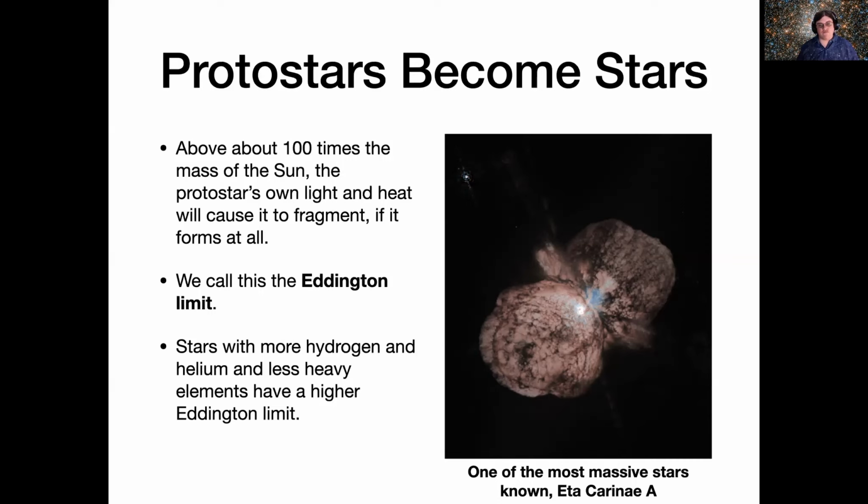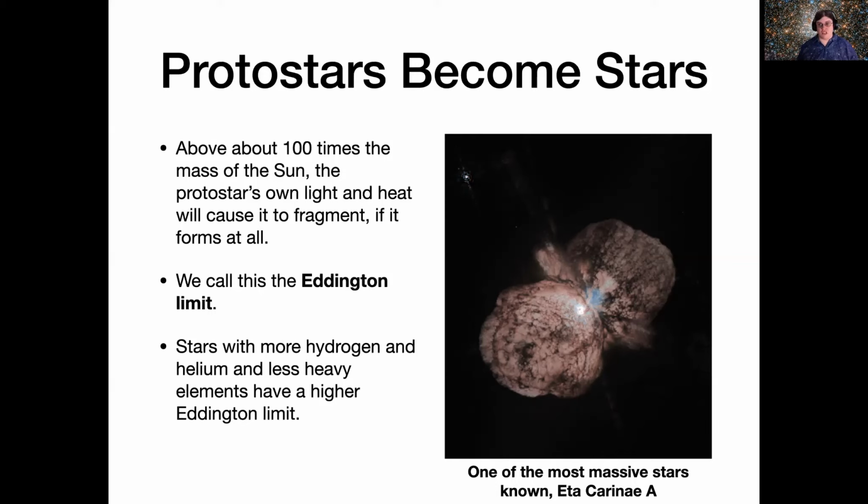Now, just like with brown dwarfs, I'm giving you a range because it does depend a bit on composition. Stars that have more heavy elements, that's elements heavier than helium, have a smaller Eddington limit. They tend to interact more with their own light, so they only can grow to maybe a bit above 100 solar masses. A star that doesn't have very many heavy elements, it's almost pure hydrogen and helium, could grow to be maybe 300 or even more times the mass of the sun.